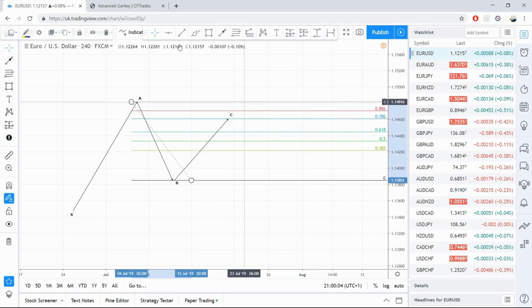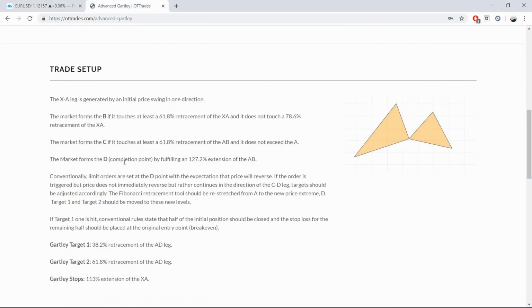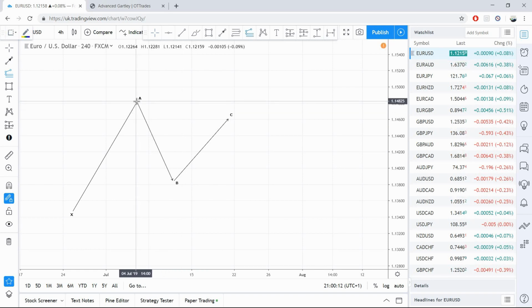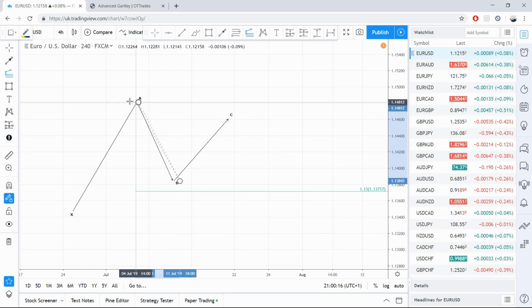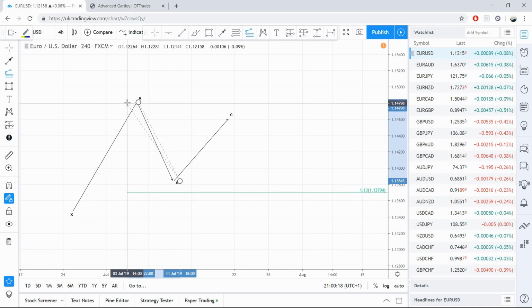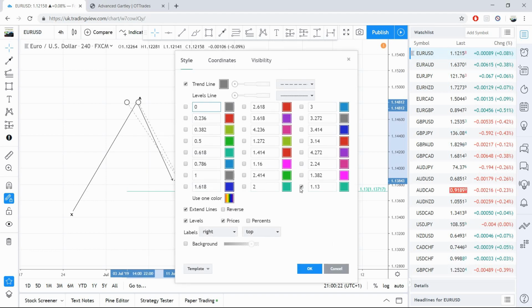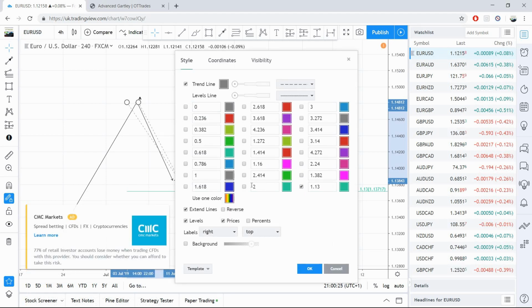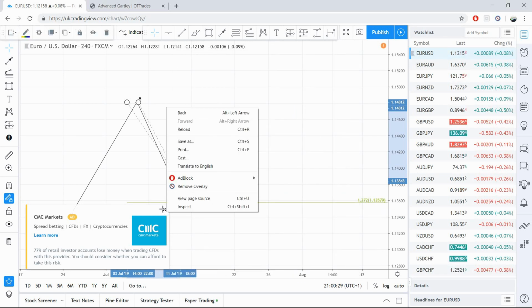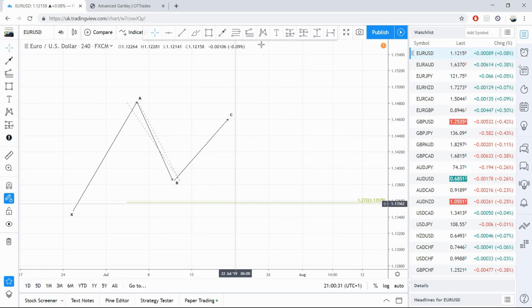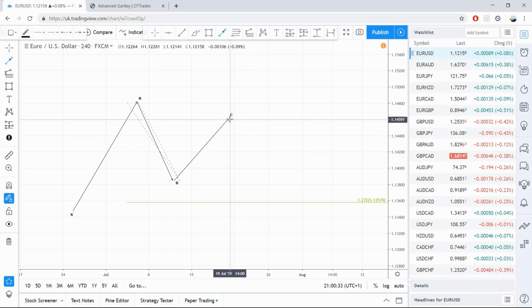Finally, the D point of the pattern. The market forms a D point completion by fulfilling a 127.2 extension of the A to B leg. To get our extension tool, go from A to B, back up to A. That's the 127.2 extension of A to B. This is our D point here then.